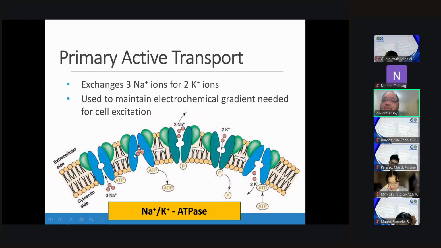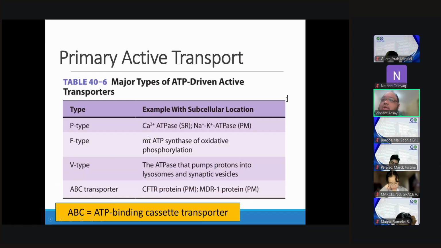So what does it do? In particular, it maintains the electrochemical gradient needed for the cell to be excited. You can see other forms of primary active transport. You have your P-type, which includes your NAK ATPase. This table can be found in Harper. Your calcium regulated ATPase in your sarcoplasmic reticulum, your NAK ATPase in your plasma membrane.